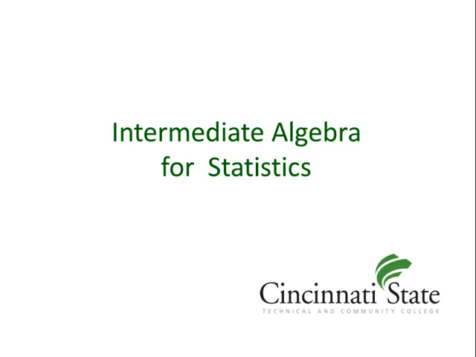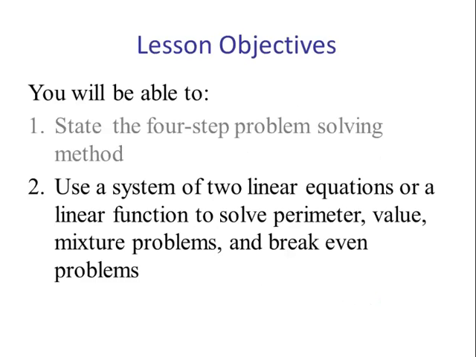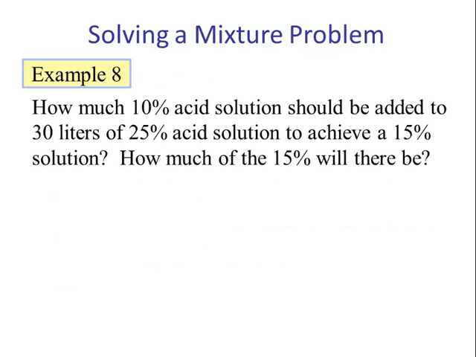Intermediate Algebra for Statistics, Parameter, Value, Mixture, and Break-Even Problems Involving Systems, Part 4. Lesson Objective: use a system of two linear equations or a linear function to solve parameter, value, mixture problems, and break-even problems. Example 8. How much 10% acid solution should be added to 30 liters of 25% acid solution to achieve a 15% solution? How much of the 15% solution will there be?